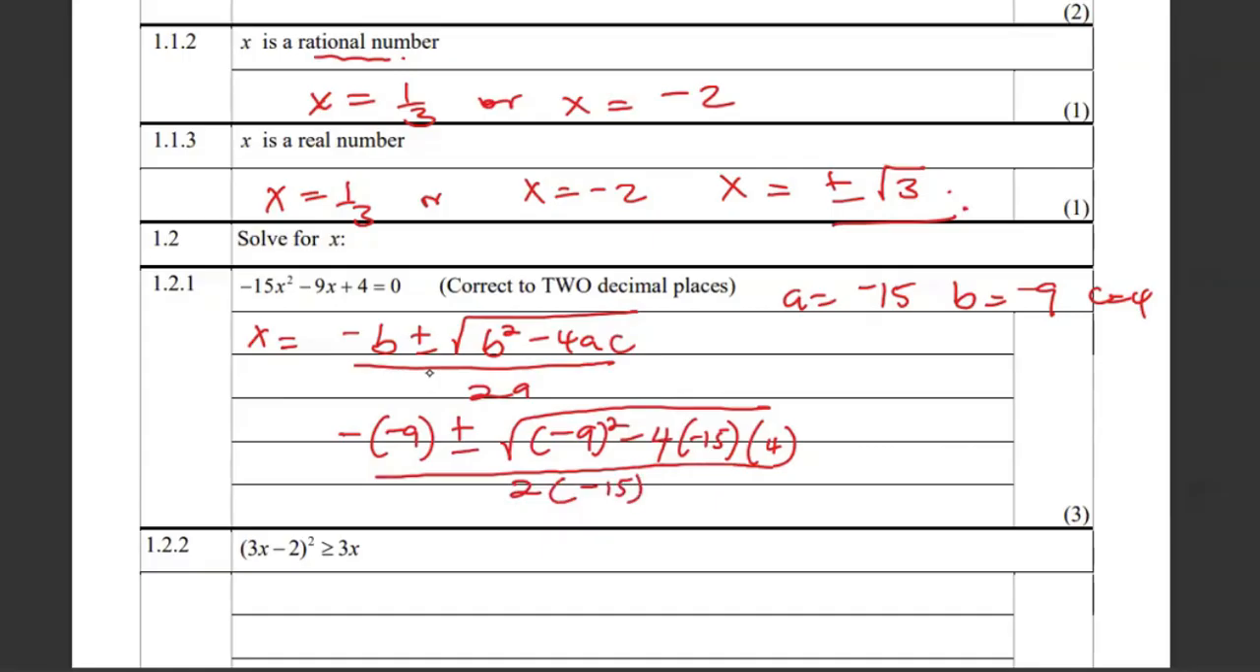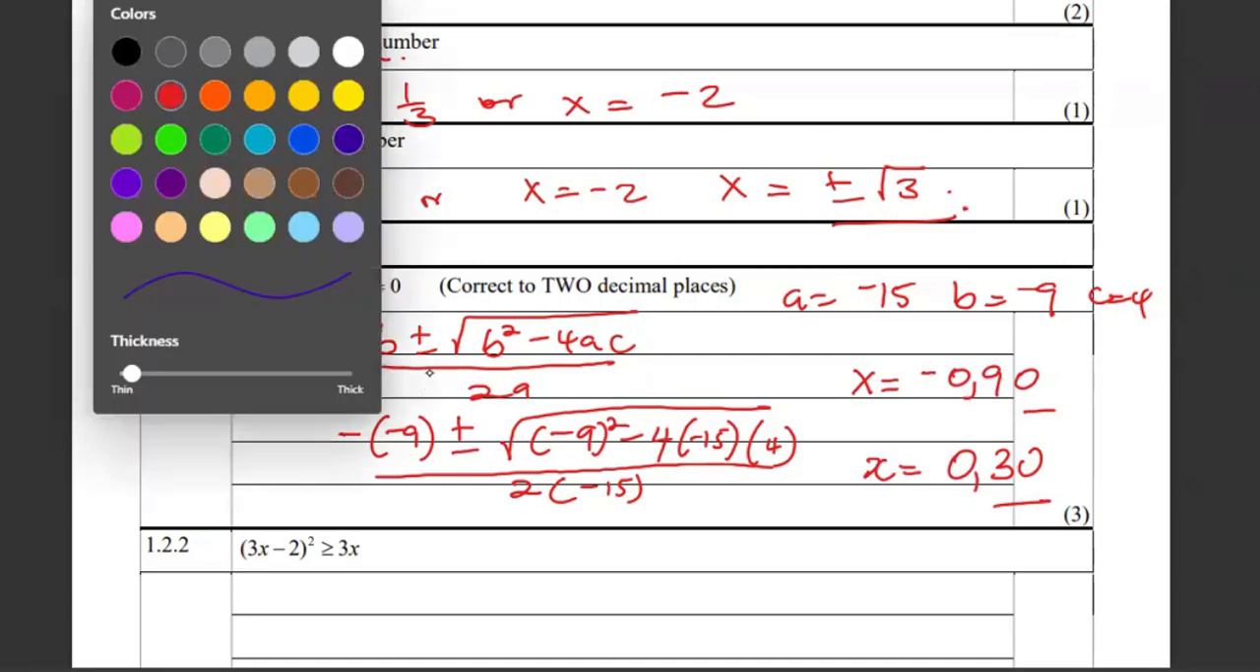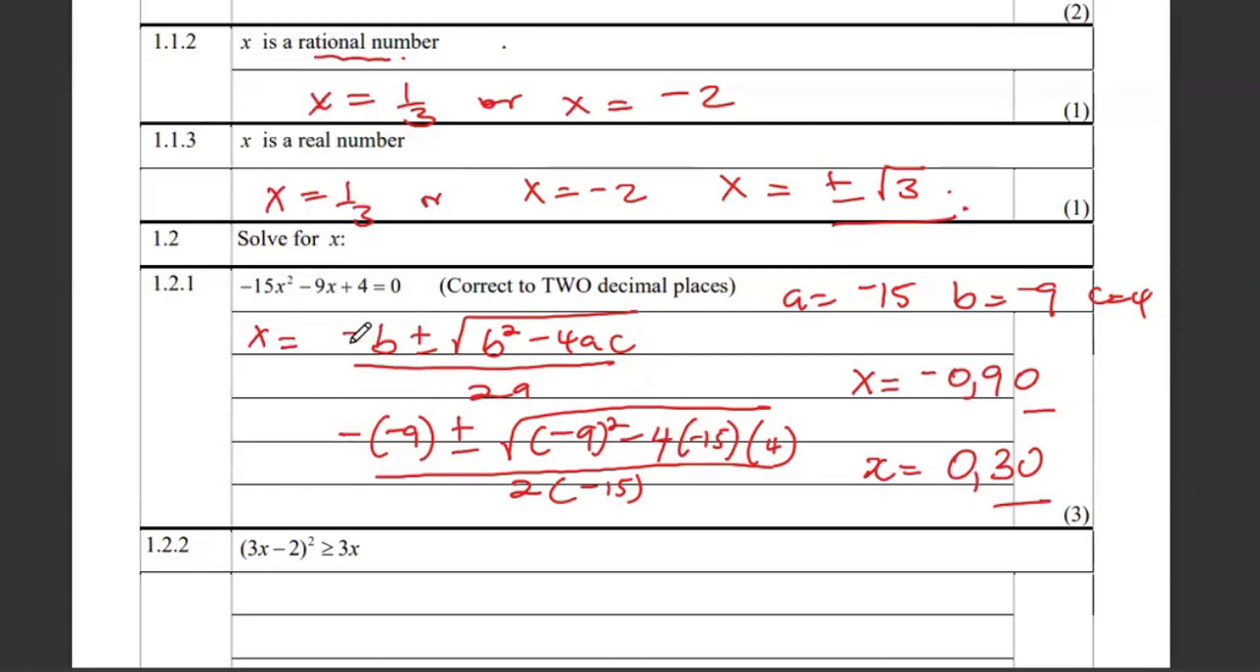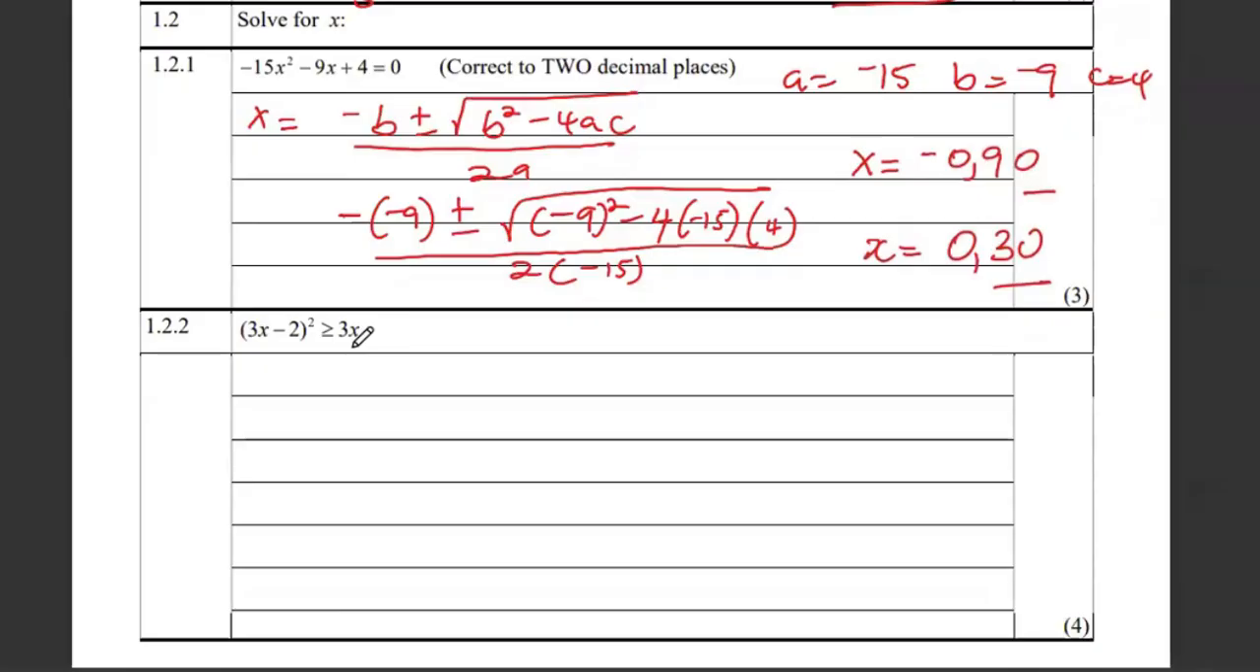So the first x value that I'm getting is going to be negative 0.897, but if we round it off to 2 decimals, it's going to be negative 0.90. And then the second one is 0.297, which is 0.30. So those would be the best solutions. Please, if I go astray, feel free to guide me.